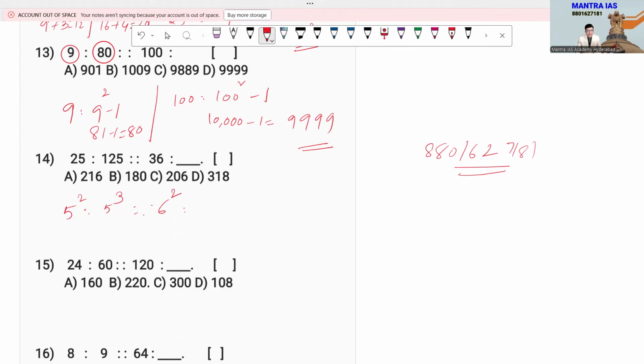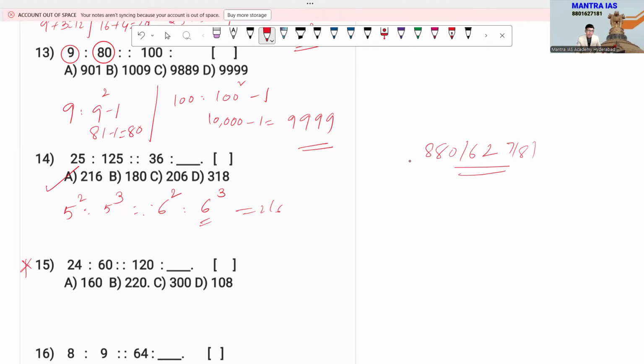6 square. The next, what can you say? 6 cube. Where do you have 6 cube, please? What's the value of 6 cube actually? 6 cube is 216, beta. Where do you have the option? Yes, right answer. Option A. Perfect answer.